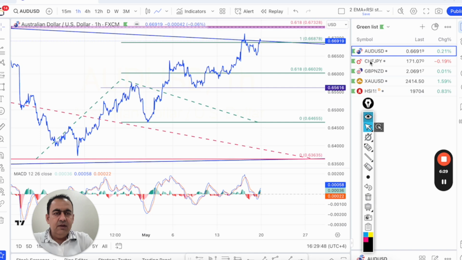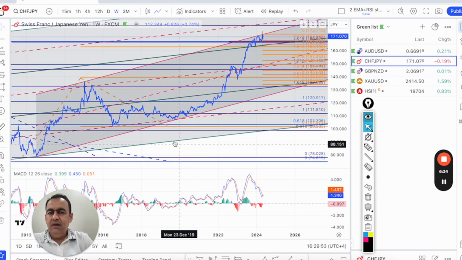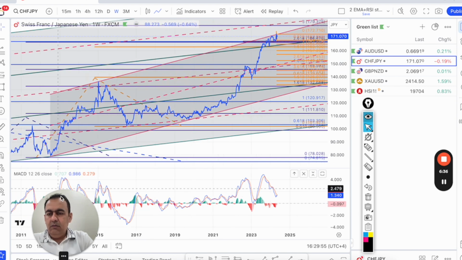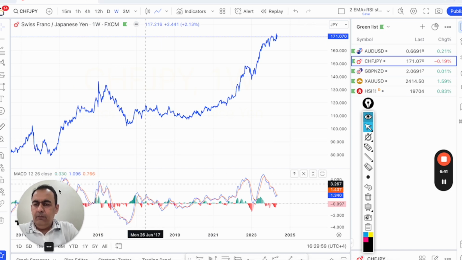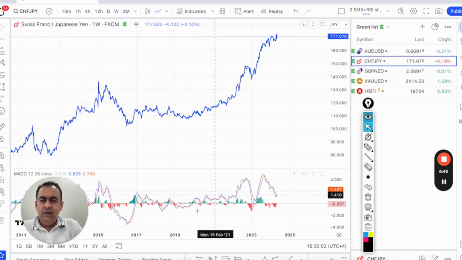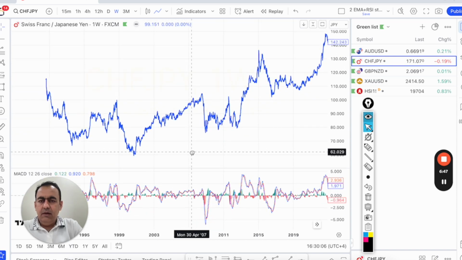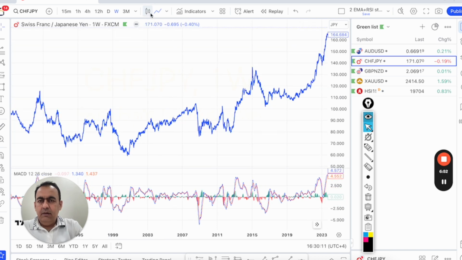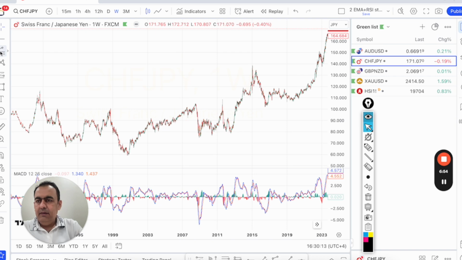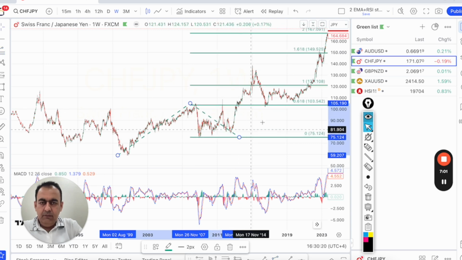Now the next instrument is franc versus Japanese yen. Starting from weekly, I need to clean my chart. So here, all right. Now based on weekly time frame, Swiss franc versus Japanese yen, I am going to start from the weekly low, and here I need to apply fib extension, the first one on the weekly bullish cycle.